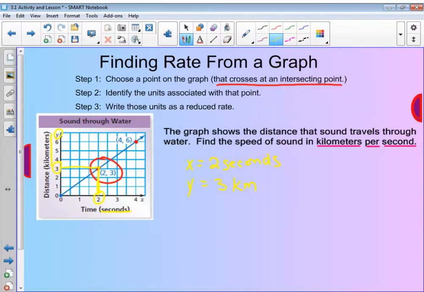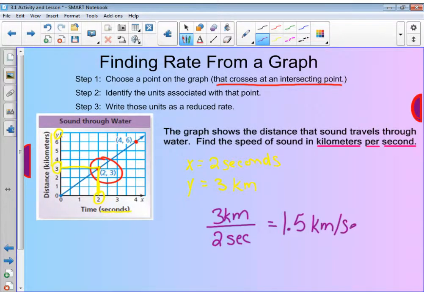Now, if I want the unit rate, I want to know, in our previous slide, we had to do our y's as our first one. So our y is 3 per 2 seconds. Now, if I want to change that, I would do 3 divided by 2, which is going to give me 1.5 kilometers per second. Okay, so that's working with that graph.